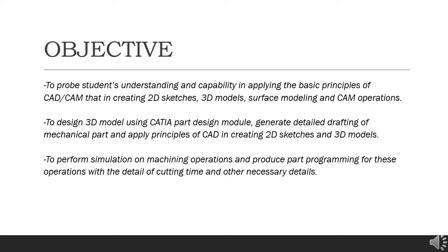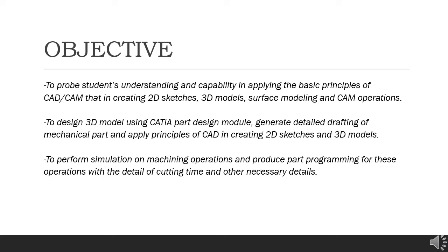The main objectives of conducting this project are, first, to probe students' understanding and capabilities in applying the basic principles of CAD CAM in creating 2D sketches, 3D models, surface modeling, and CAM operation. Second, to design a 3D model using the CATIA part design module, generate detailed drafting of the mechanical part, and apply the principles of CAD in creating 2D sketches and 3D models. Third, to perform simulation of machining operation and produce part programming for this operation with the detail of cutting time and other necessary details.